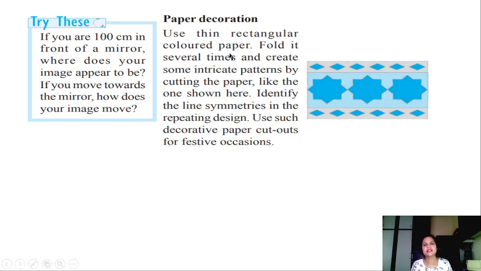Paper decoration. Use a thin rectangular colored paper, fold it several times and create some intricate patterns like this. You cut like this. Here it is cut, here it is cut. Identify the line of symmetry in the repeating design. Use such decorative paper cutouts for festival occasions. The line of symmetry is where you folded. That folding line is the line of symmetry here.